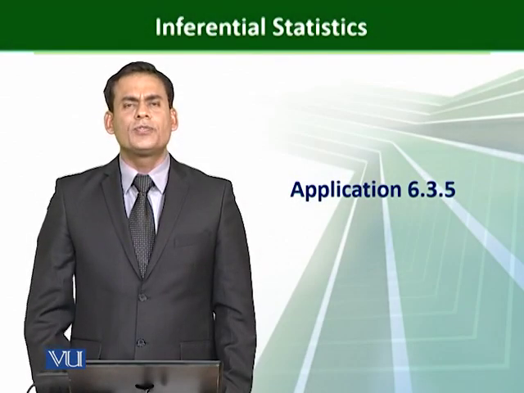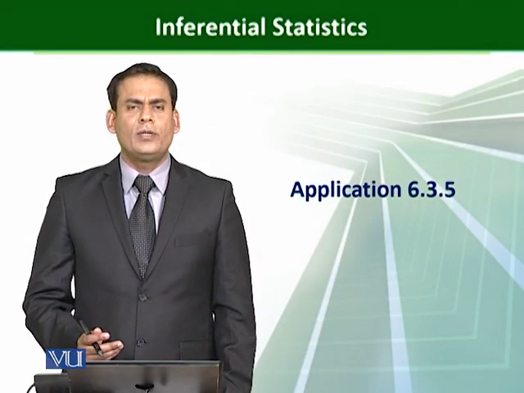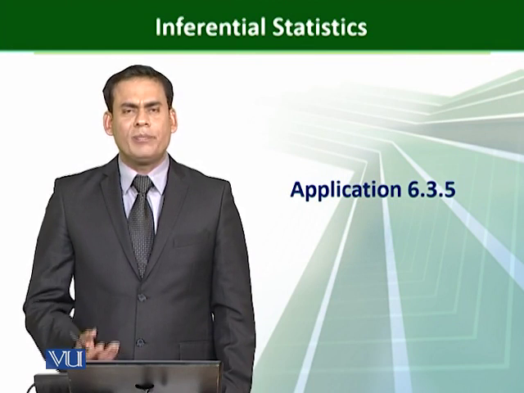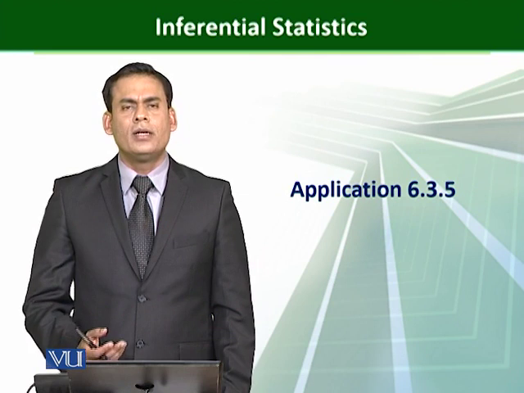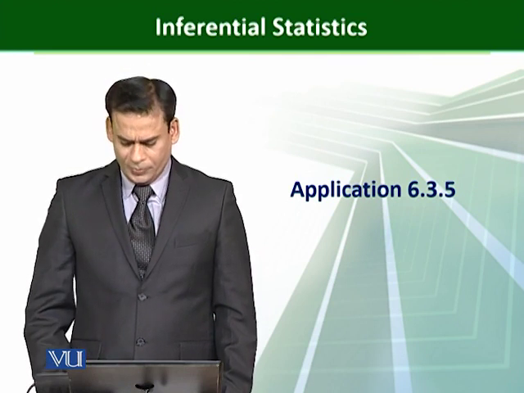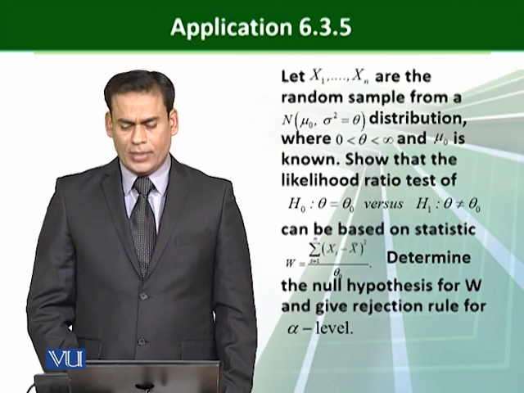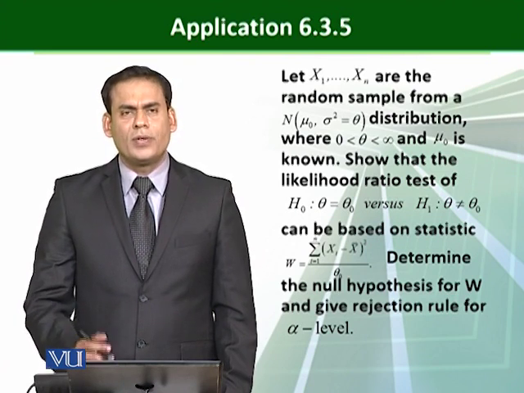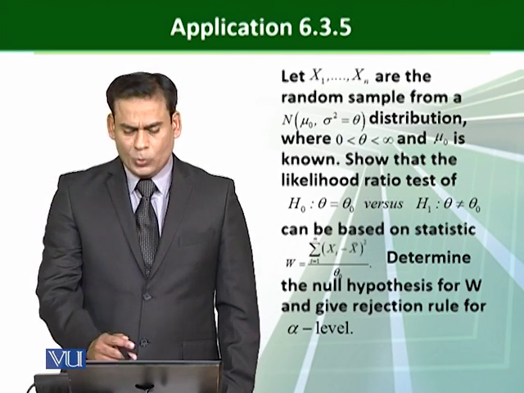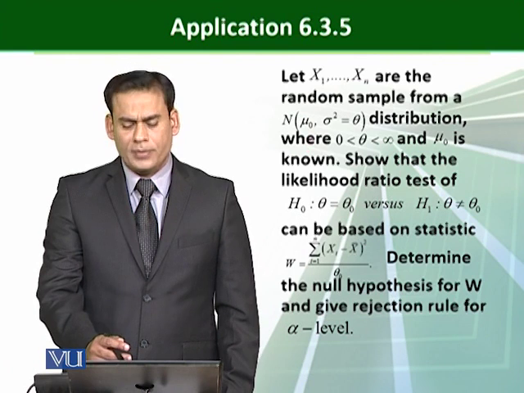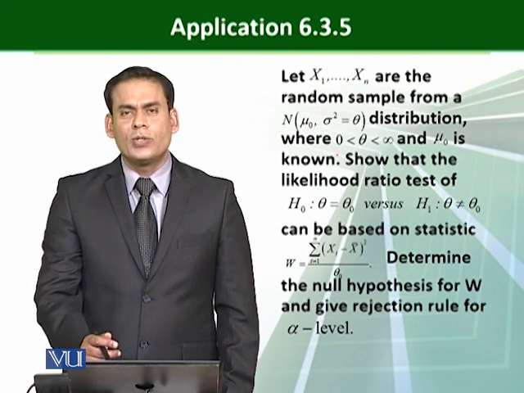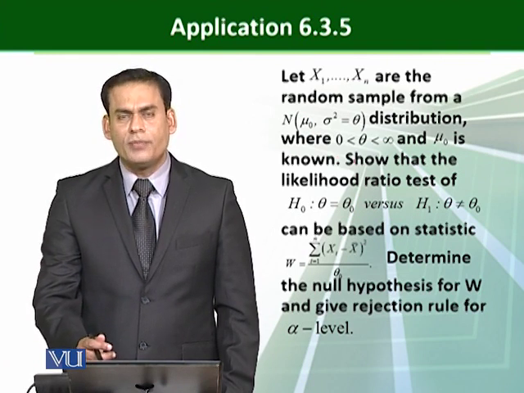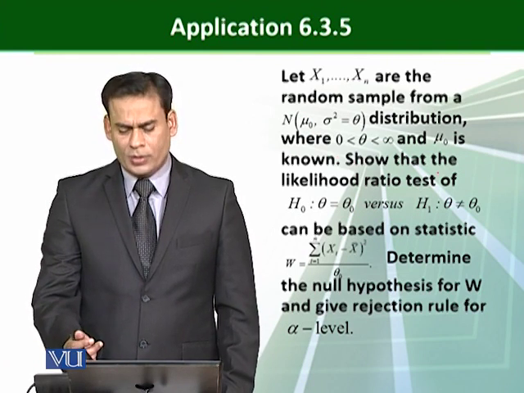Now we take some questions from the exercise so that one can easily understand its application. That is actually question number 6.3.5 from Hogg, McKean and Craig's book. Let X1, X2 up to Xn be a random sample from the normal distribution with mean mu naught and variance theta, where theta falls from 0 to infinity and mu naught is known.